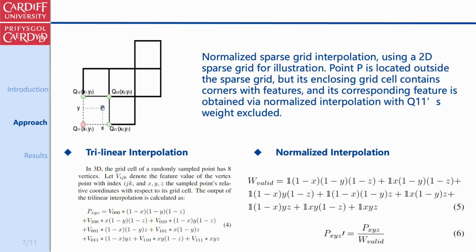So here is the normalized sparse grid interpolation. Using a 2D sparse grid for illustration, point P is located outside of the sparse grid, but its enclosing grid cell contains corners with features. So we divide the interpolated feature by the valid weight. So the weight of Q11, Q11 is included. This helps us to get the smooth surface.